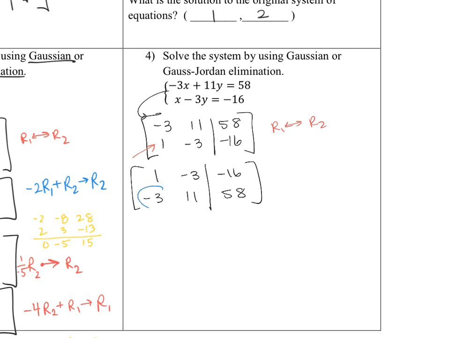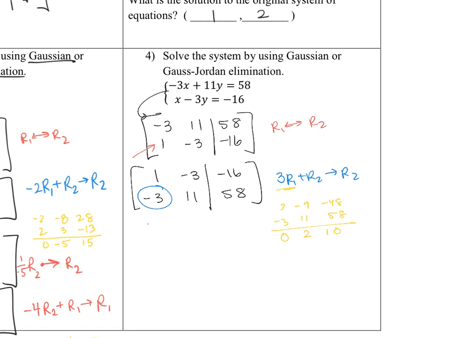Now I want this to be a 0, so it needs a positive 3. So 3 times row 1 plus row 2 will make my new row 2. And my little side work, 3, negative 9, negative 48, is not a new row 1, but what I'm going to use. That's my 3 row 1. I'm going to put negative 3, 11, and 58 with that. So then that makes a 0, a 2, and a positive 10.